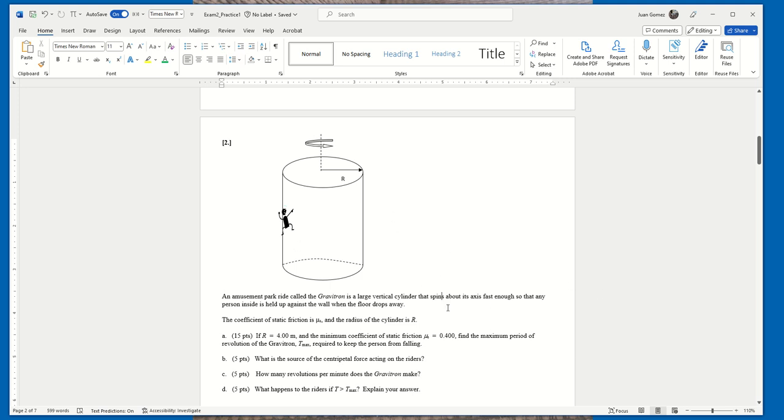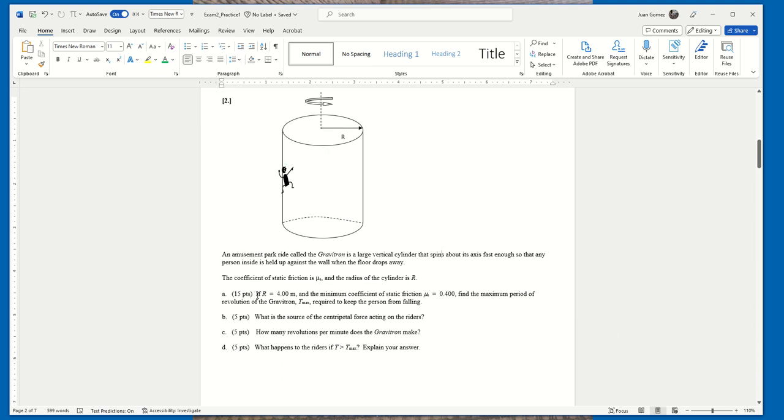Typically it's a large vertical cylinder that spins about an axis fast enough so that the person riding the Gravitron, they drop the floor away, and you're held up against the wall due to the centripetal force. Let's assume that the coefficient of static friction between the person and the wall of the Gravitron, because they're clearly pushed up against the wall so they're in contact with it, is μs, and the radius of the cylinder is r.